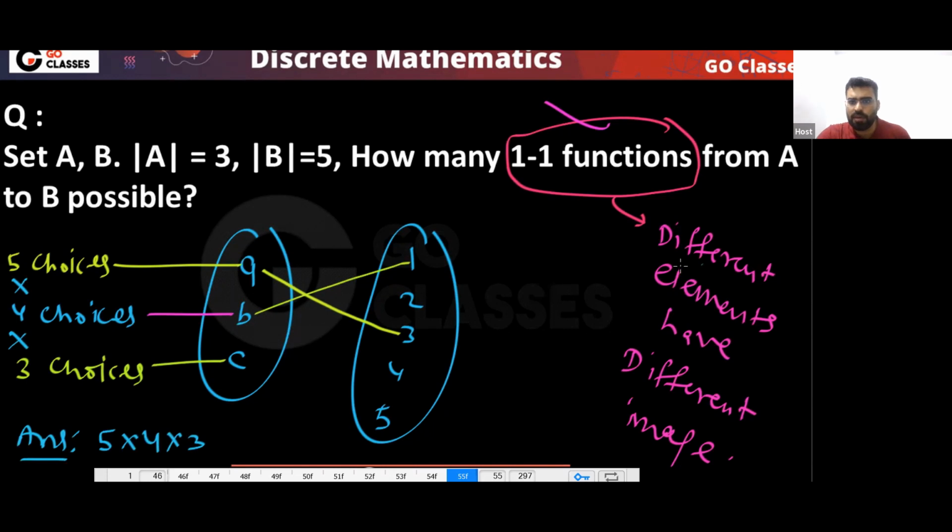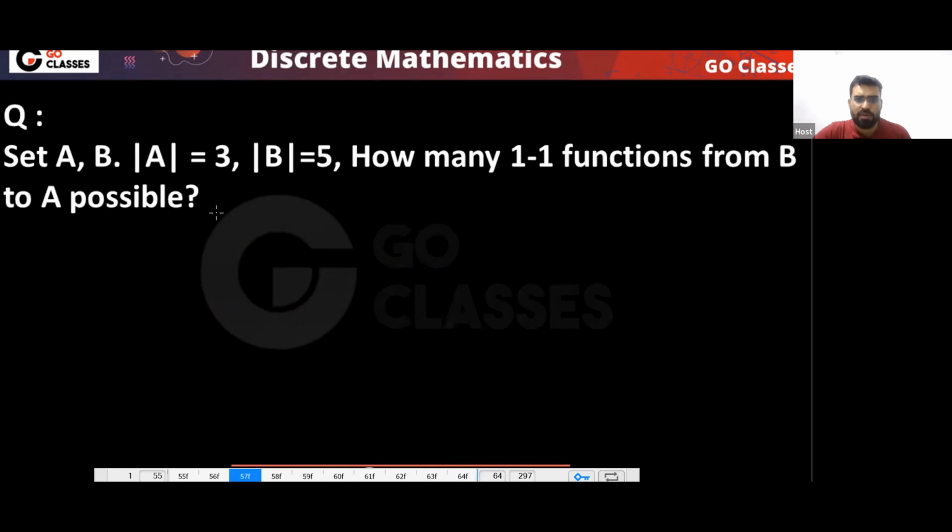So remember, one-to-one function means different elements have different images. This is the idea of a one-to-one function. Anyway, let's solve this question. From B to A, how many one-to-one functions do we have? So here the answer will be 0. The number of functions I am asking, so the answer will be 0.